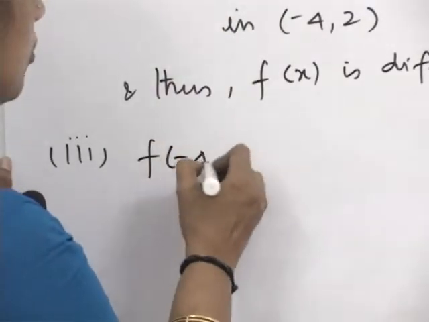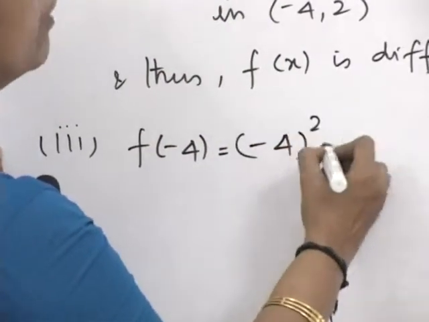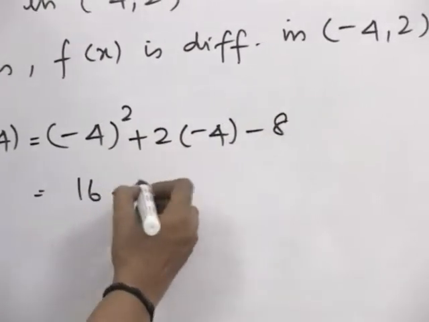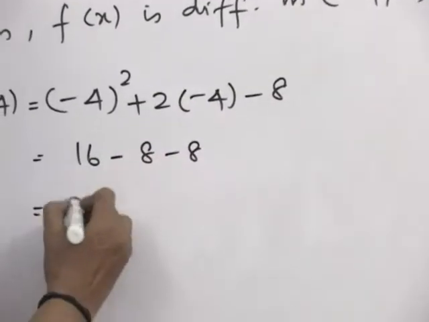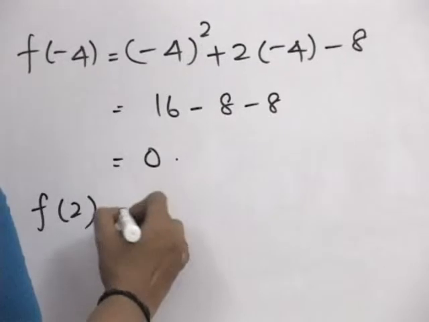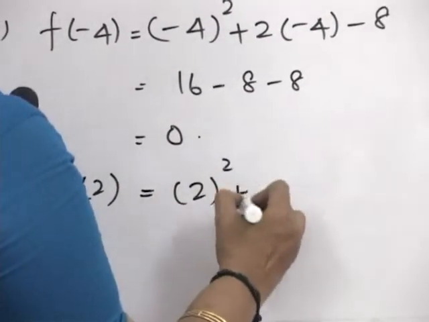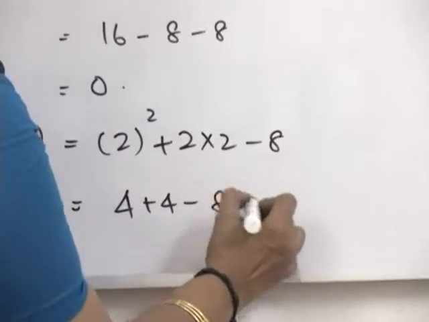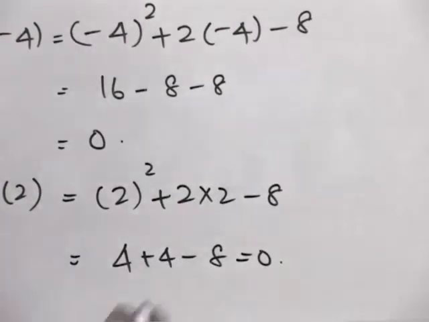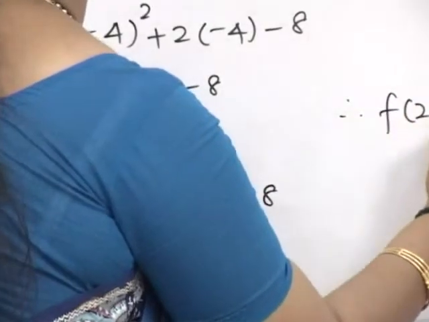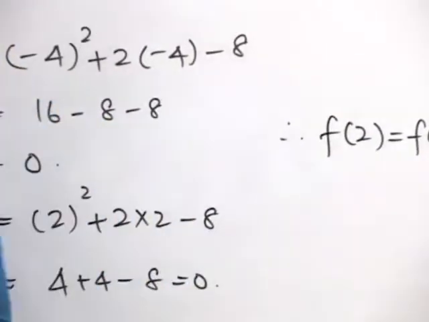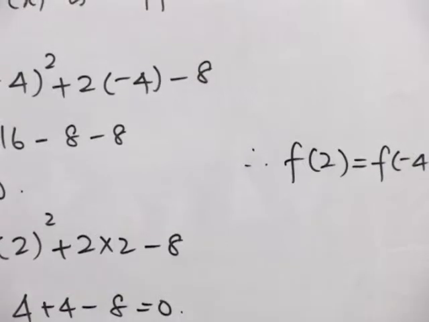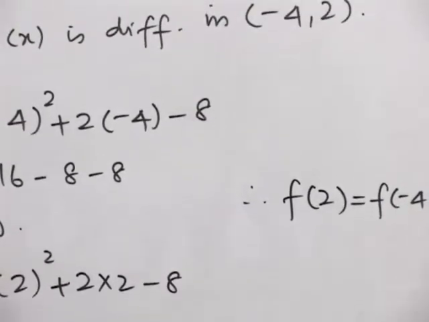Now what is f of minus 4? It is minus 4 the whole square plus 2 into minus 4 minus 8, which is 16 minus 8 minus 8, which is 0. Now what is f of 2? F of 2 is 2 square plus 2 into 2 minus 8, which is equal to 4 plus 4 minus 8, that's 0. Hence we have f of 2 is equal to f of minus 4. So we have all the three conditions satisfying Rolle's theorem. Hence Rolle's theorem is true for this function.